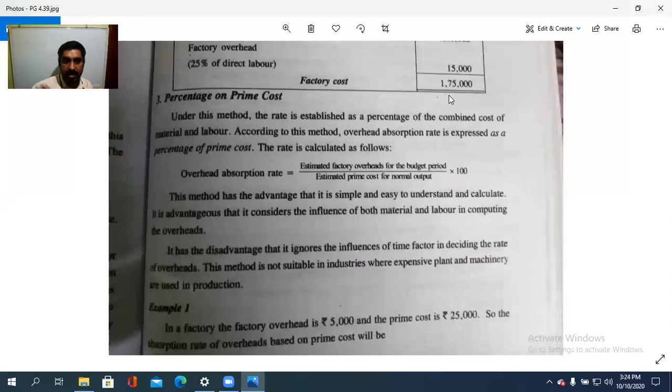See, under this method, the rate is established as a percentage of the combined cost of material and labor. That is direct material plus direct labor, that is prime cost. Expenses are there too, but instead of that, we are putting only these two. That is the important one. According to this method, overhead absorption rate is expressed as a percentage of the prime cost. The rate is calculated as follows. Overhead absorption rate is equal to estimated factory overheads for the budgeted period divided by estimated prime cost for the normal output into 100.